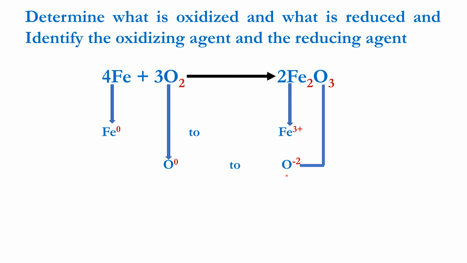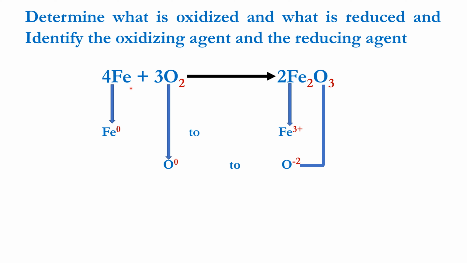For iron, its oxidation number increased from 0 to +3. So iron has been oxidized. And since iron is oxidized, iron must be the reducing agent because a reducing agent is oxidized during a chemical reaction. So iron is oxidized and iron is the reducing agent.